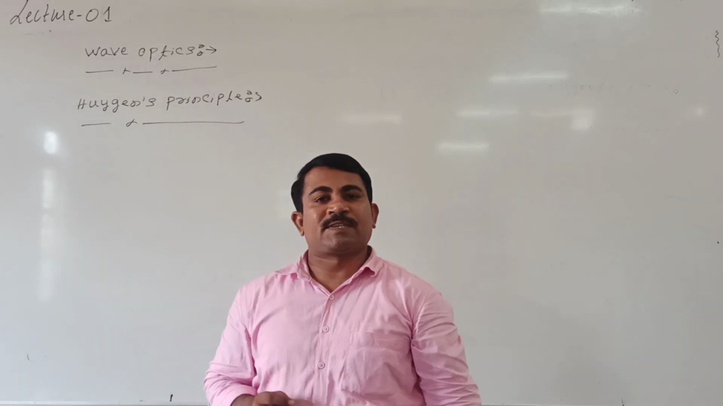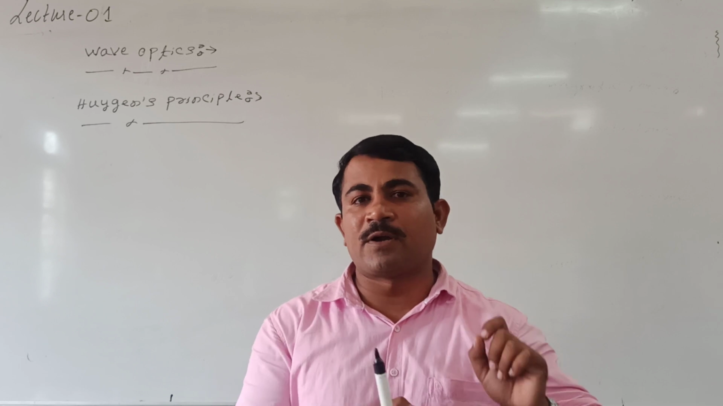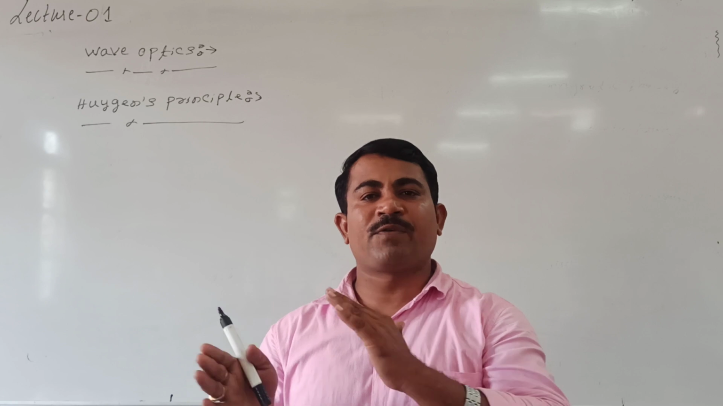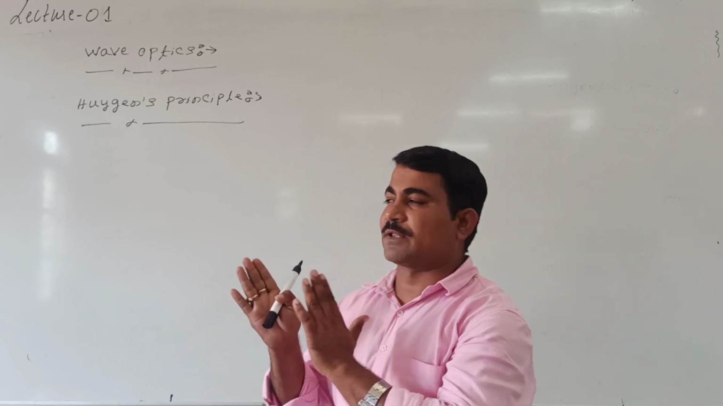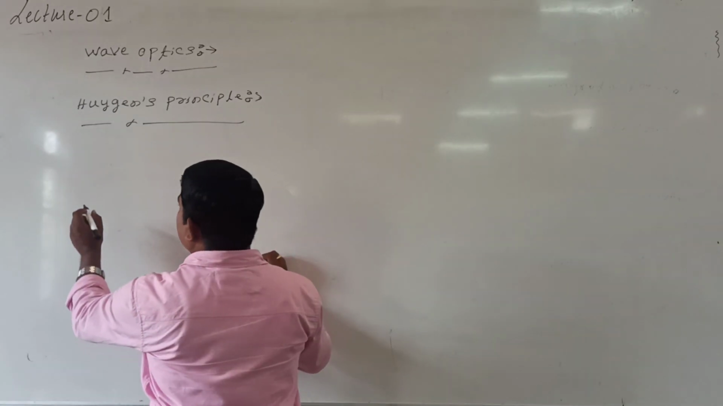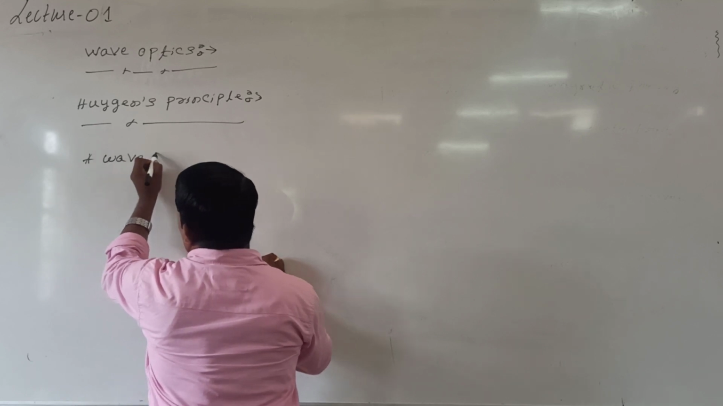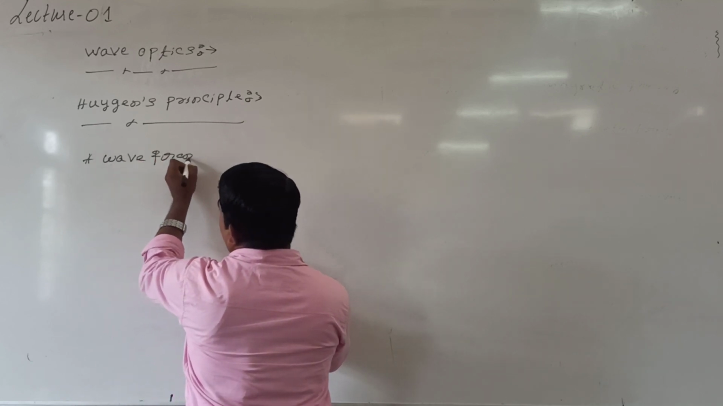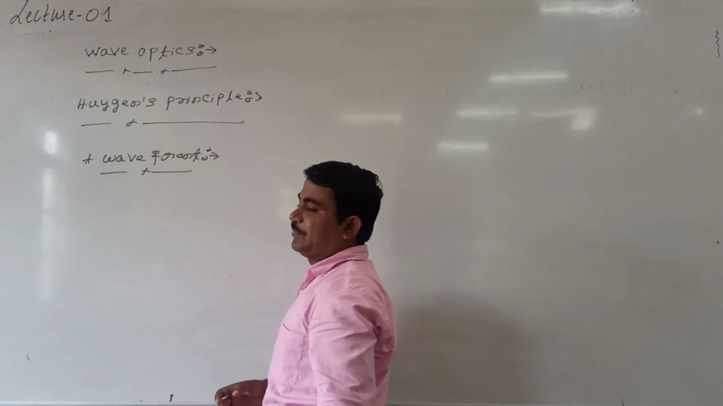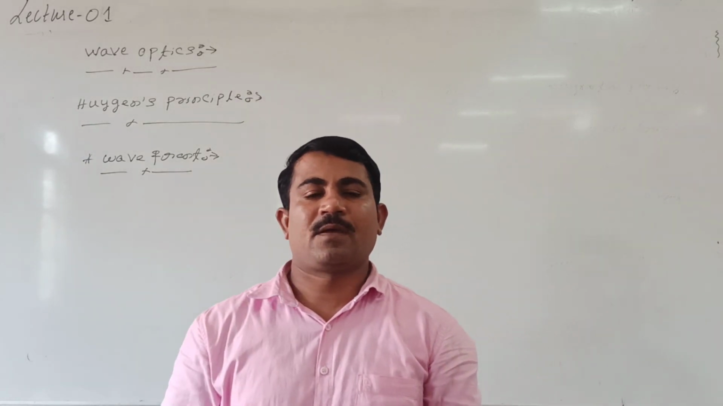To explain the concept of Huygen's principle, we should know one physical quantity or term, that is wavefront. The term wavefront is very, very important for the further explanation of Huygen's principle. So before explaining Huygen's principle, we will see what is meant by wavefront. Initially I can define wavefront, then we'll see how a wavefront can exist.